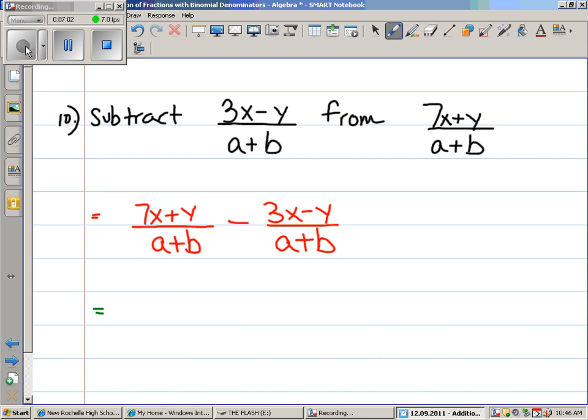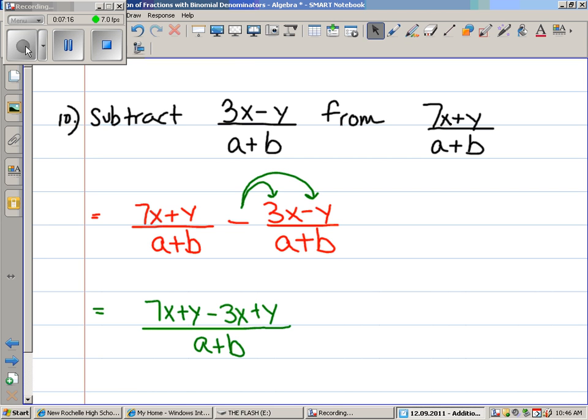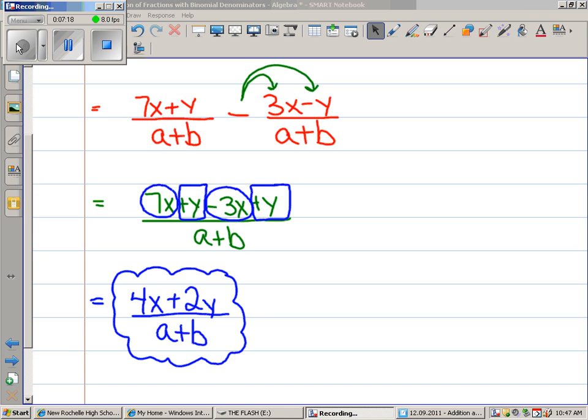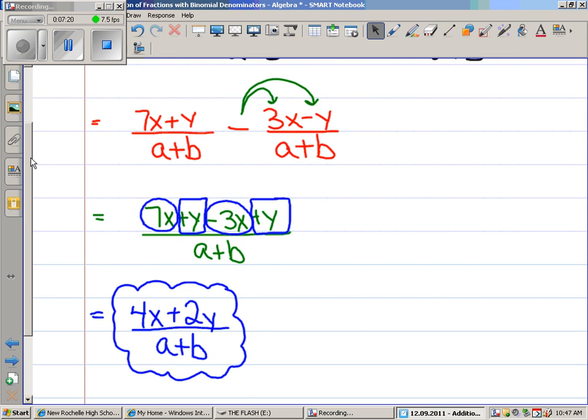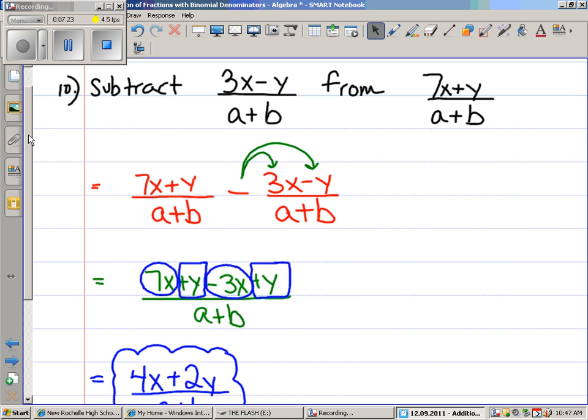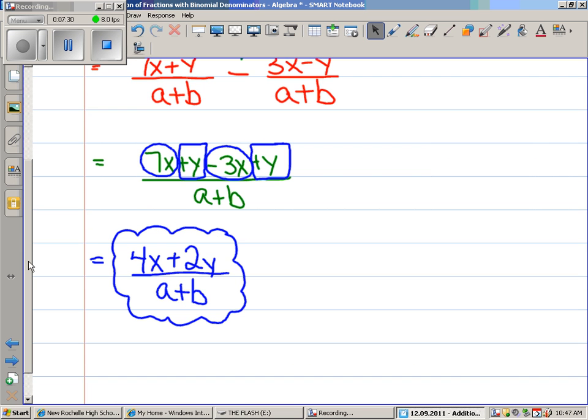So you can combine them, right? And on top of that, make sure you distribute this negative. So now it's going to be 7x plus y minus 3x plus y all over a plus b. 7x plus y is in the front. We're subtracting. We distribute the negative. That's how we get this. We combine like terms, get our final answer. There's nothing that we could cancel.